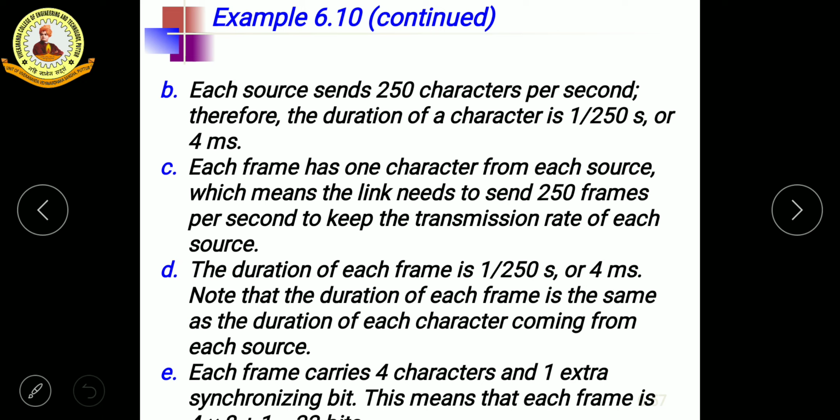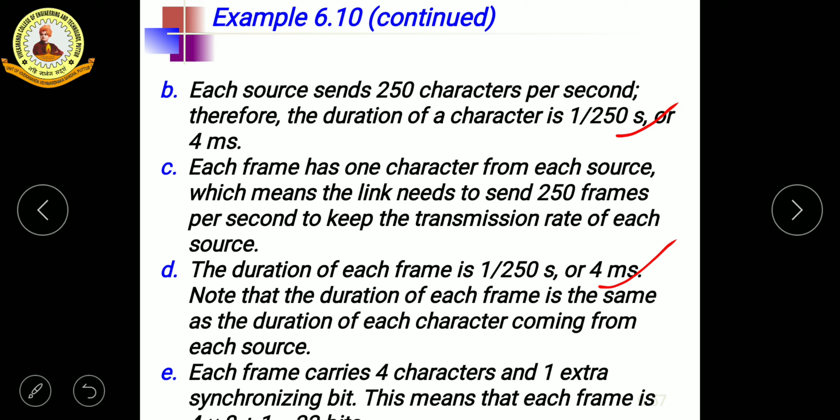Coming to the third part of the question, the frame rate. What is the frame rate? Each frame has one character from each source, which means the link needs to send 250 frames per second to keep the transmission rate of each source. That is, frame rate is 250 frames per second. Then the duration of each frame is 1 by 250 seconds, that is 4 milliseconds. So you can observe here, this one and this one will be the same in every example, right? Then the fourth one, the duration of each frame, we have answered 4 milliseconds.